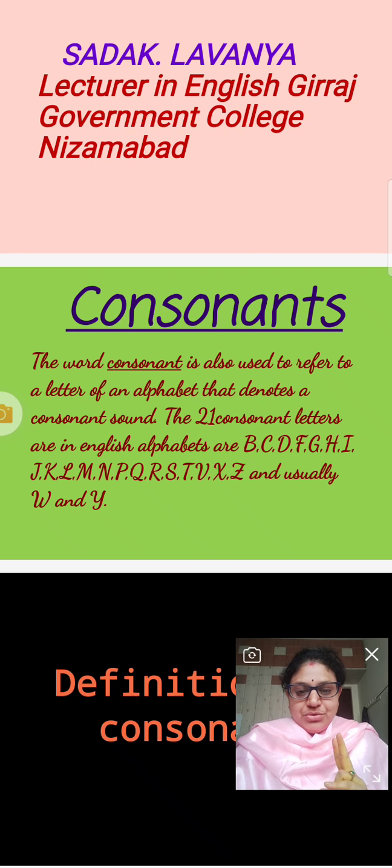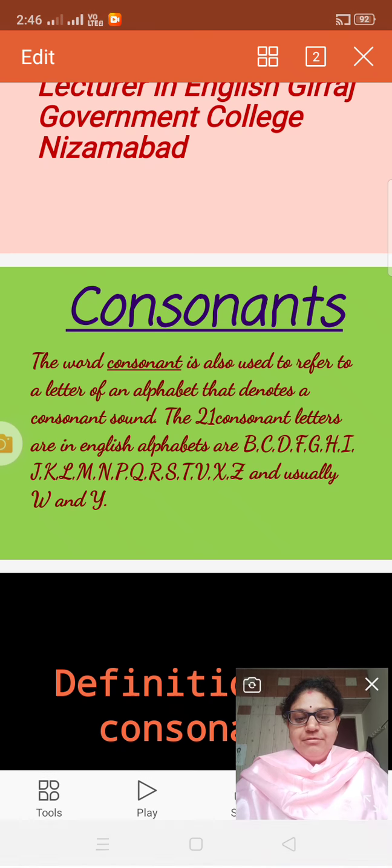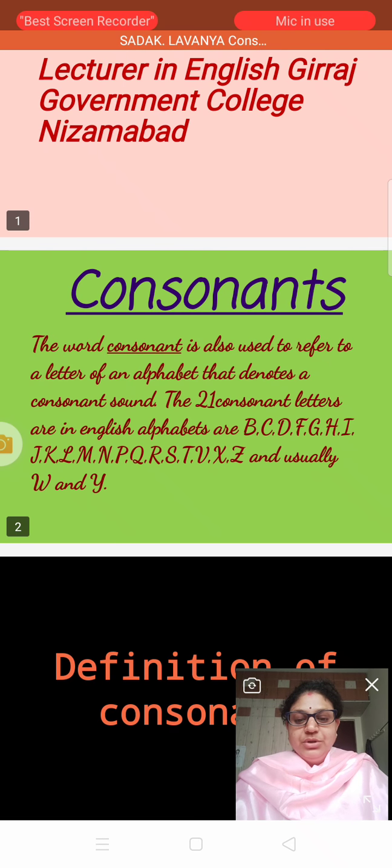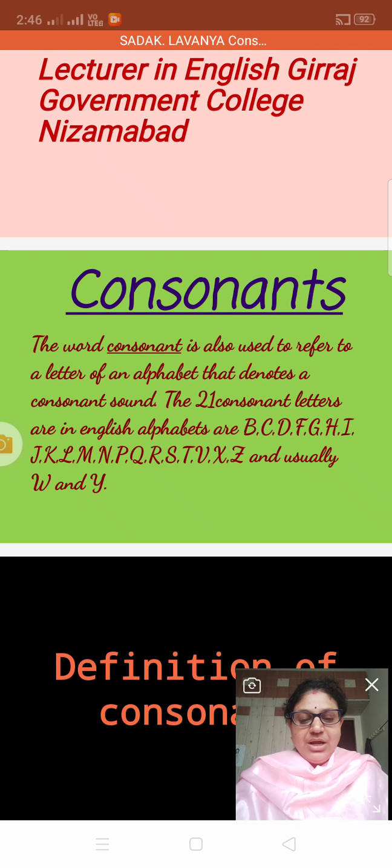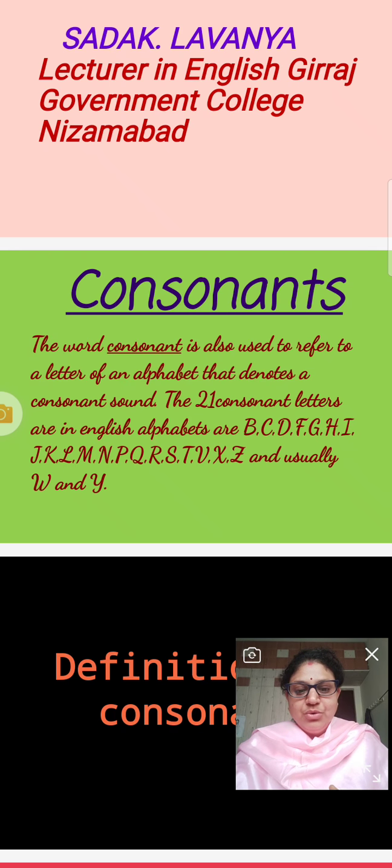Alphabets are divided into two types, consonants and vowels. The consonants are 21 and the vowels are 5: A, E, I, O, U. So when you remove A, E, I, O, U from the alphabets, all the remaining letters come under the consonants.